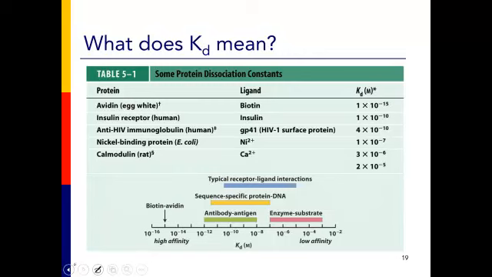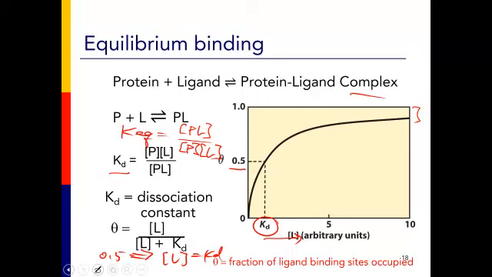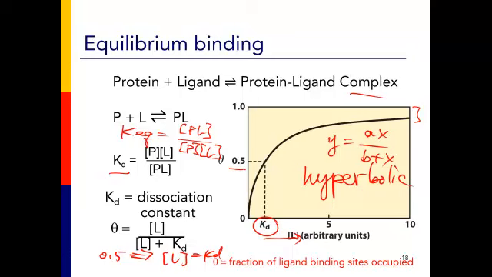Let me say one more thing about that curve. What's the shape of that curve? What do we call that mathematical shape? Not exponential. Not logarithmic. Hyperbolic. Sound familiar? It's a hyperbolic curve. And the equation for the curve is y equals ax over b plus x. A is just the maximum that could be bound, and here it's 1, so that's why there's no variable there. X is the ligand concentration, B is the KD.